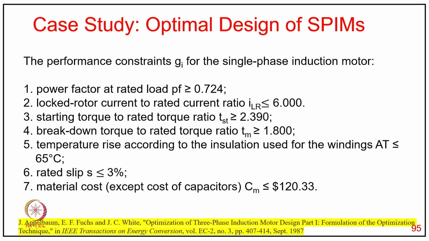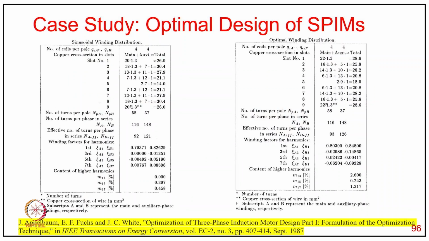And the performance constraints g_i for the single phase induction motor are: power factor at rated load should be greater than 0.724, the ratio of locked rotor current to rated current ILR less than 6 per unit, starting torque to rated torque greater than 2.39, breakdown torque to rated torque greater than 1.8 per unit, temperature rise according to the insulation class less than 65 degrees Celsius, slip at rated load less than 3%, and the material cost, except the cost of the capacitor, around $120 for a specific problem.